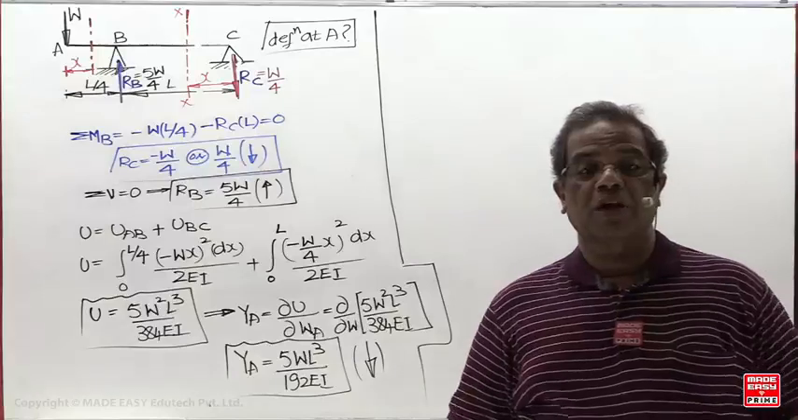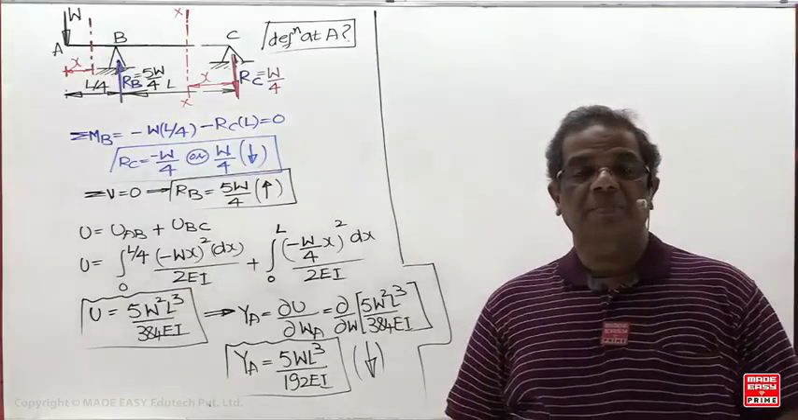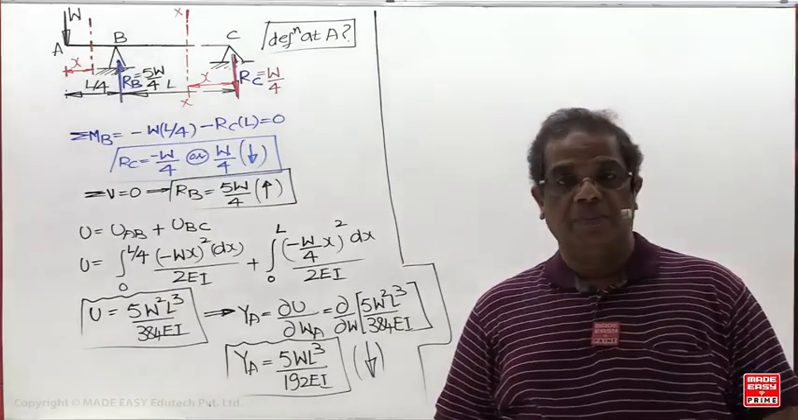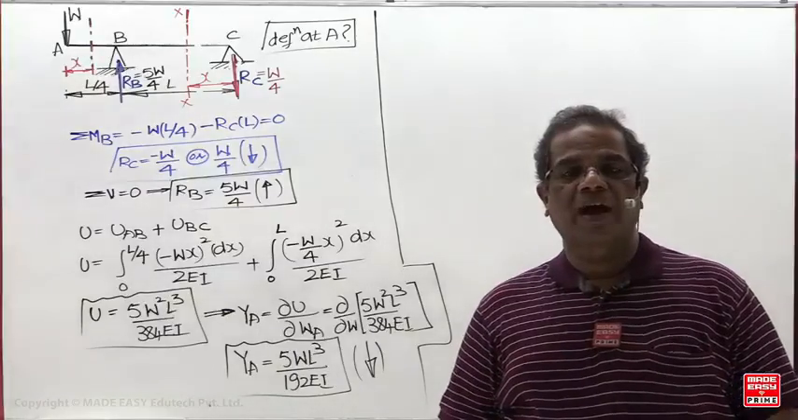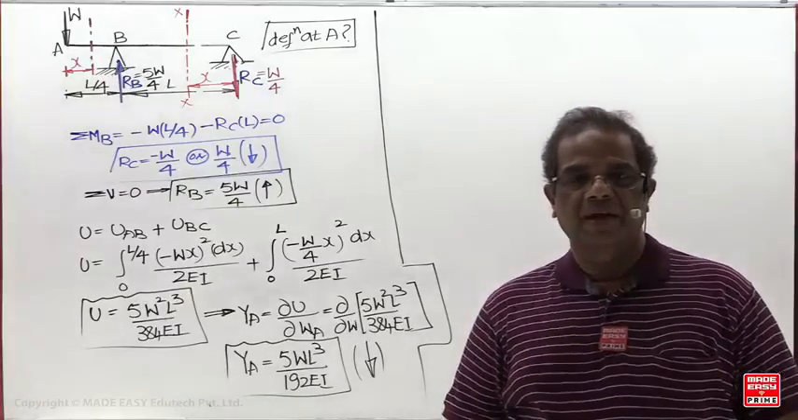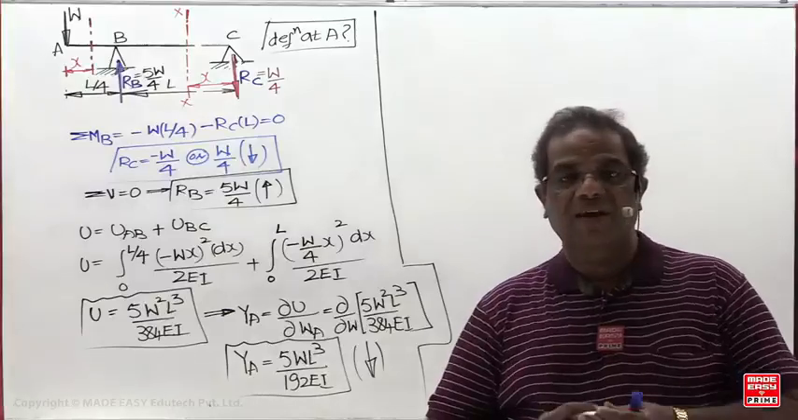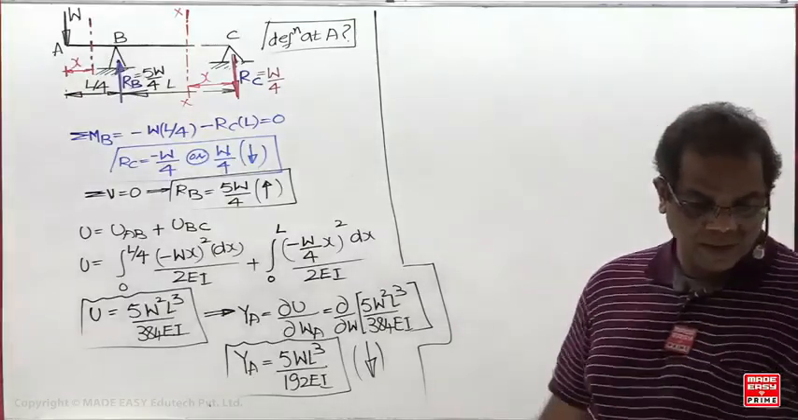Here you cannot use the shortcut method. The shortcut method is valid only for simply supported beams. Clearly mentioned, the shortcut method is not valid for overhanging beams.